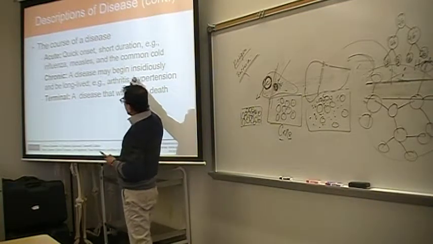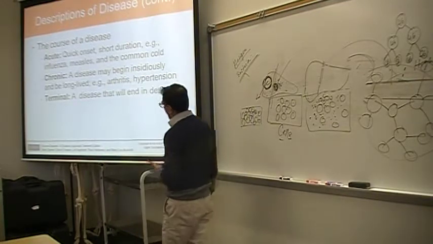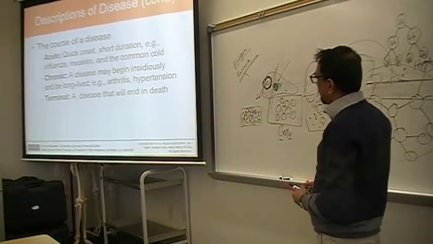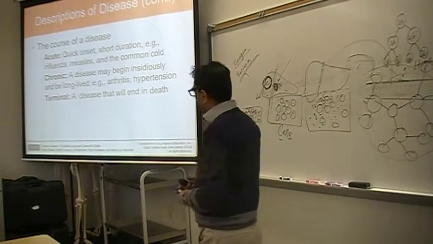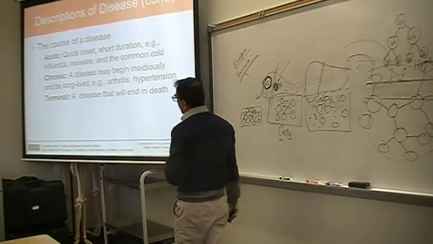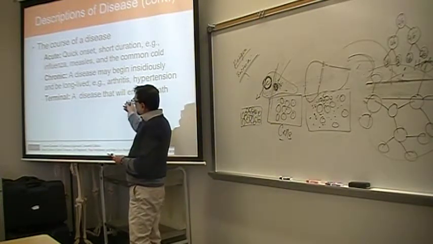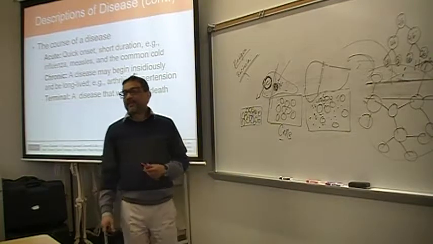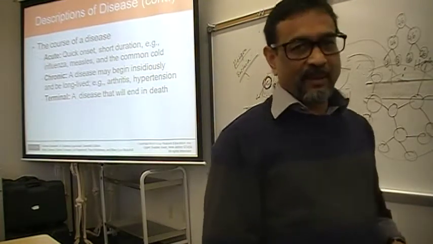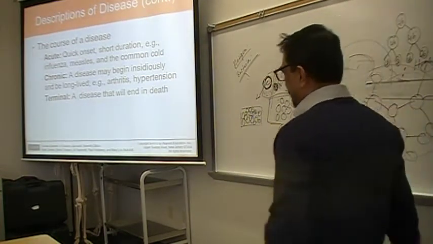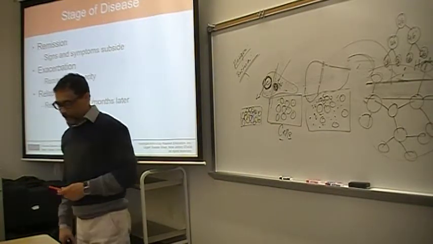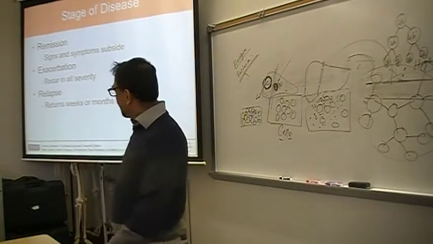Chronic includes the diseases that last for a long time, many years, or even the rest of the life. Arthritis, hypertension, chronic bronchitis, right? So bronchitis could be acute as well as chronic. Terminal is the disease that will lead to death, that will cause death. So when we use the term terminal, that means that person will eventually not survive, will die.